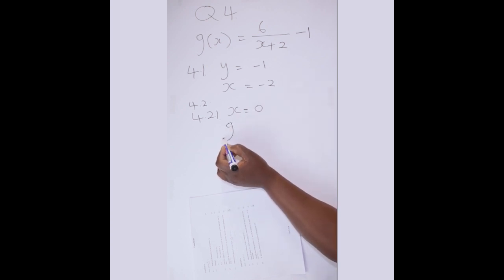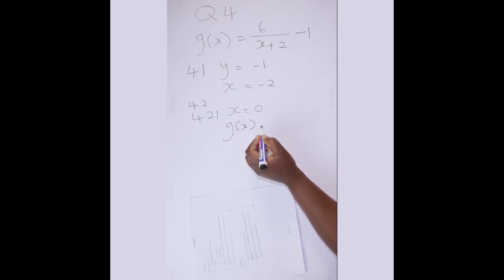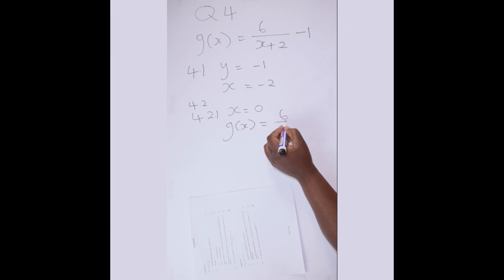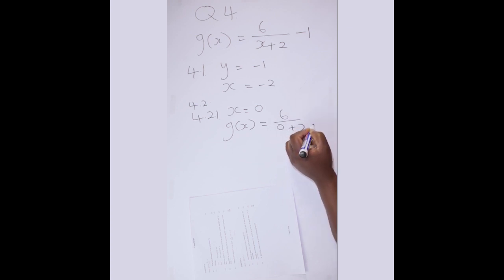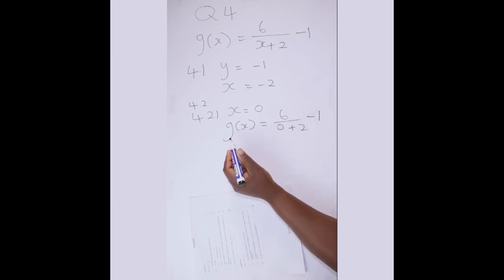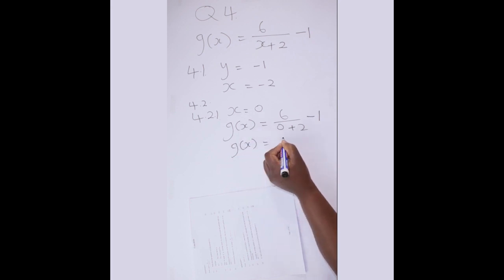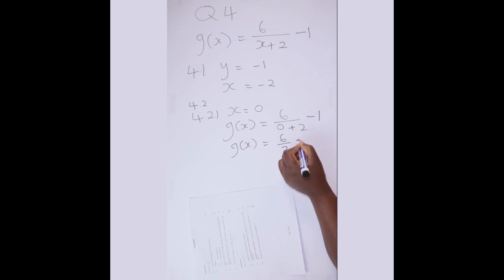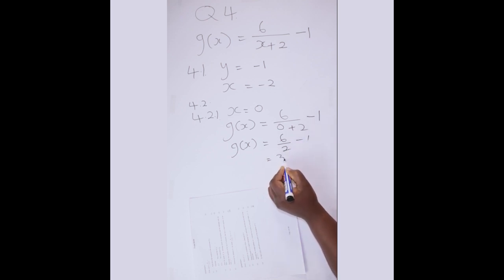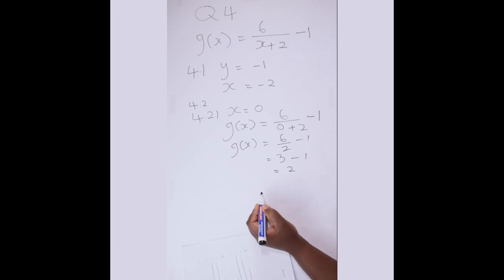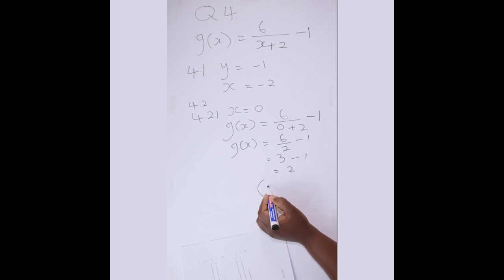So remember, folks, g(x) is the same as y. So looking for the y-intercept, we say g(0) = 6 divided by (0 + 2) minus 1. Then we can just simplify to get to the solution. This is 6 divided by 2 minus 1, which will be 3 minus 1, and that is now 2. And to be safe when drawing the graphs, normally you must put them in coordinate form, where x will be 0 and your y will be 2.